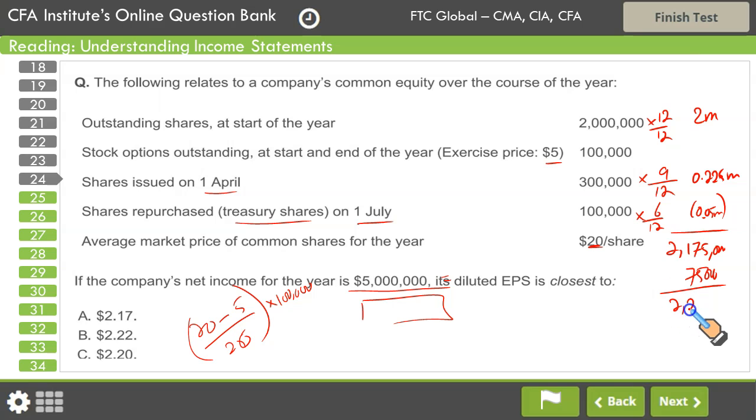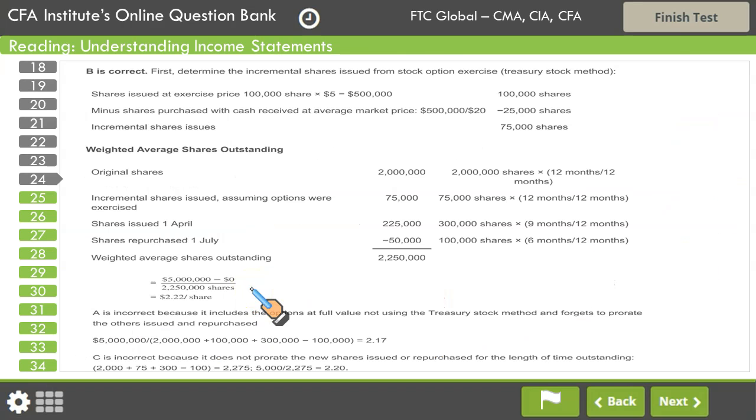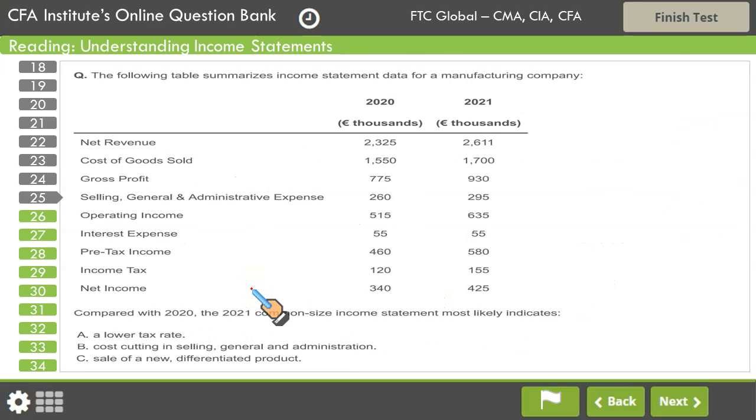So this is going to serve as your denominator in your diluted earning per share computations, and simply get your result. So 5 million divided by the answer gives you 2.2222, and it goes on till infinity. B is the right option. B it is. Next.